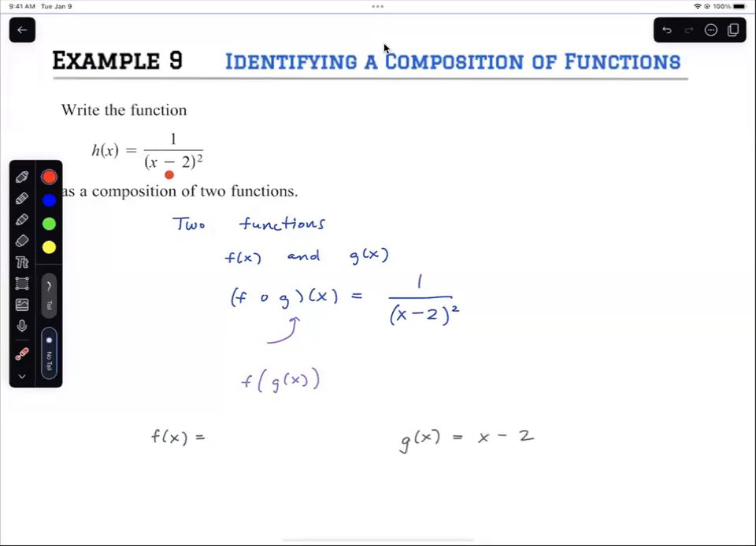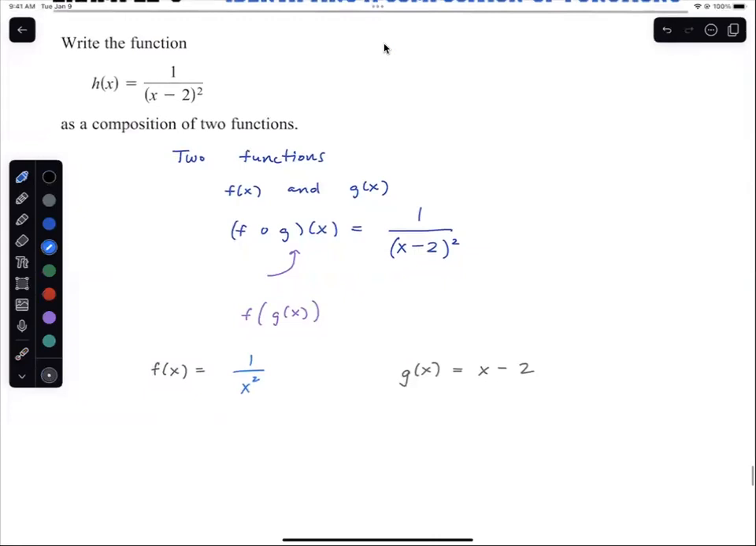Because if I made the x an x minus 2, then it becomes x minus 2 squared, but it had to be just x at the beginning, so that way I can change the x to the entire g of x function. So this is going to be 1 over x squared.